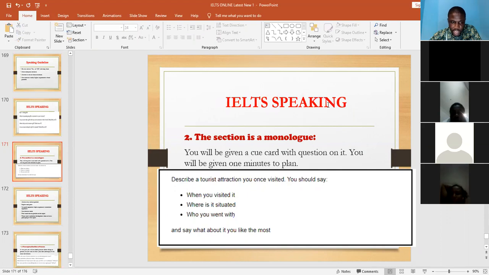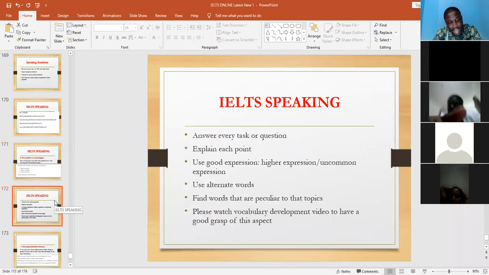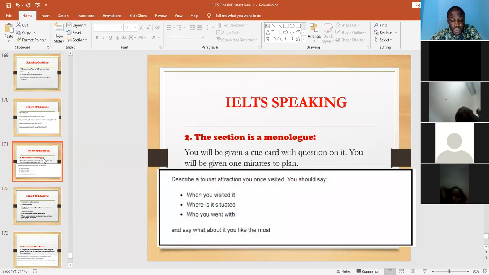Let me give the general guideline that I said about the speaking. I said you need to answer every task or question. Yes, every task you are given. For example, when you visited, where it is situated, who you went with, and say what about it you like the most. You need to attend to every one of those questions.